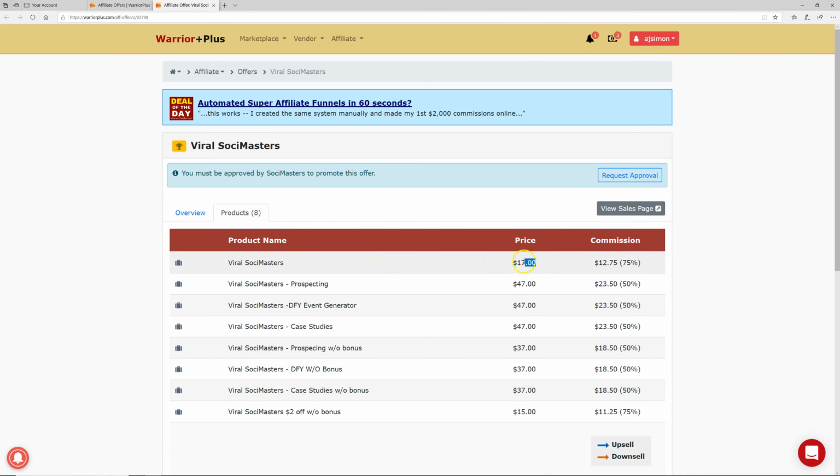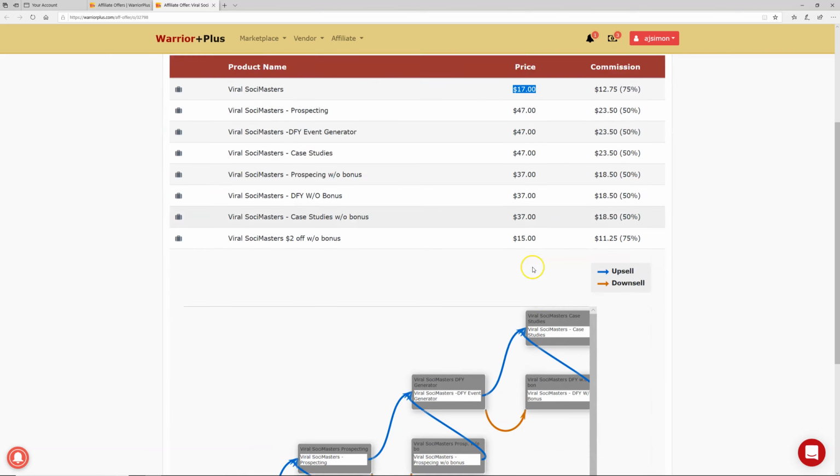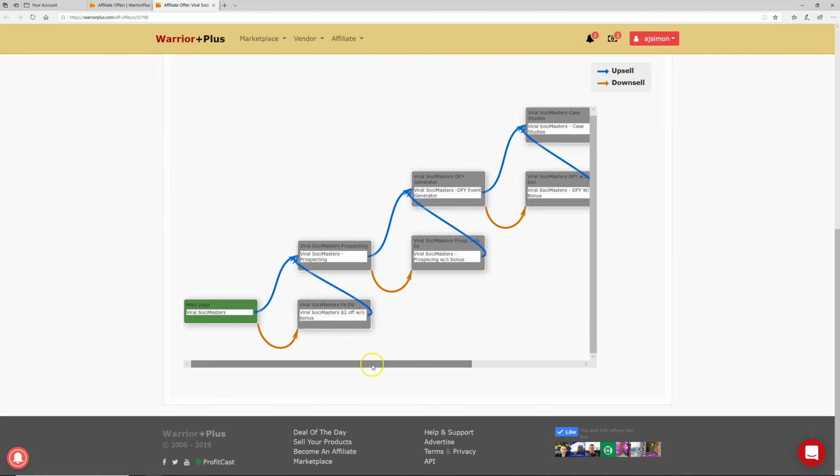But if we look at the product funnel, this is okay. 17, I would not go any higher than 17 when promoting a product. But 75%, I don't like that. I would rather see 100% on the front end and then 50% for the rest of the funnel. But since it's close enough. But what we need to look at is down here.